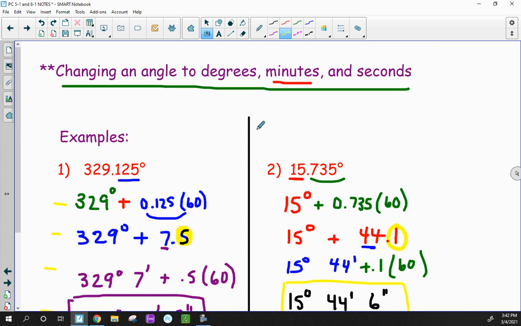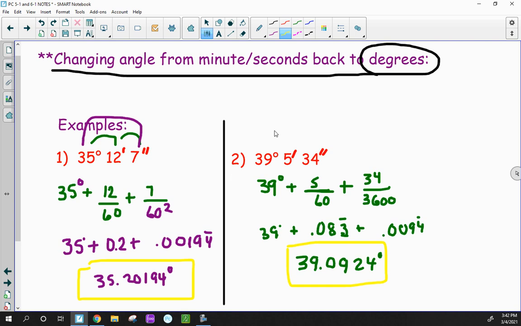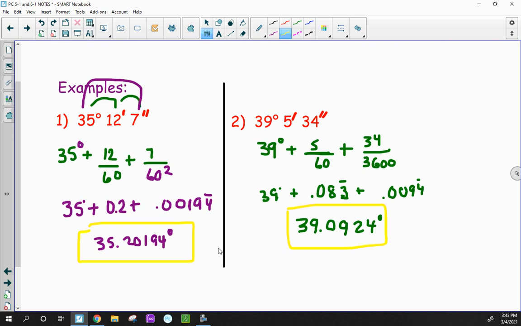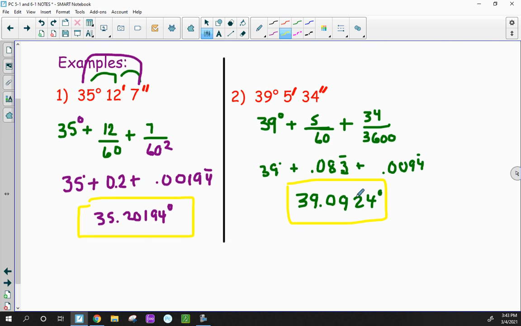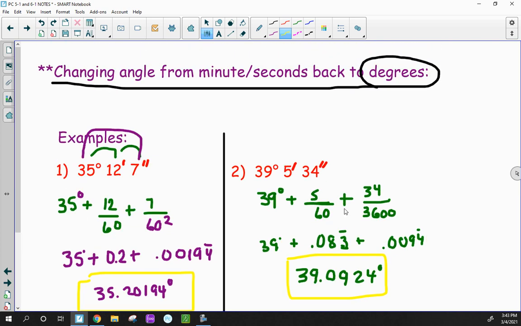Okay, so last slide, showing you how to go from angles to degrees, minutes, and seconds. And then you also need to know how to go in reverse order, changing from degrees, minutes, seconds, all the way back to just a degree. And you would expect this to be decimal answers most of the time.